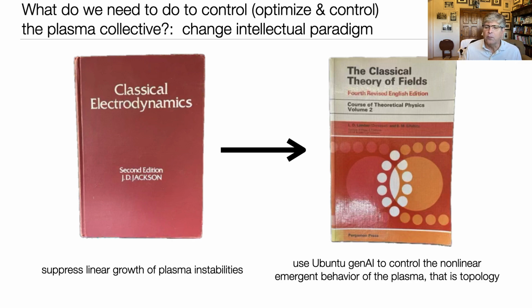Tom O'Neill, when he taught the graduate E&M course, taught the course from the perspective of Landau and Lifshitz, not Jackson. We need to approach fusion target and drive design from the perspective of nonlinear, not linear plasma physics. We need to be good parents and encourage the plasma to mature and become its own person.